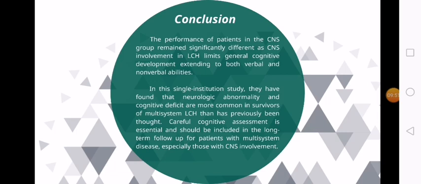Careful cognitive assessment is essential and should be included in the long-term follow-up for patients with multisystem disease.